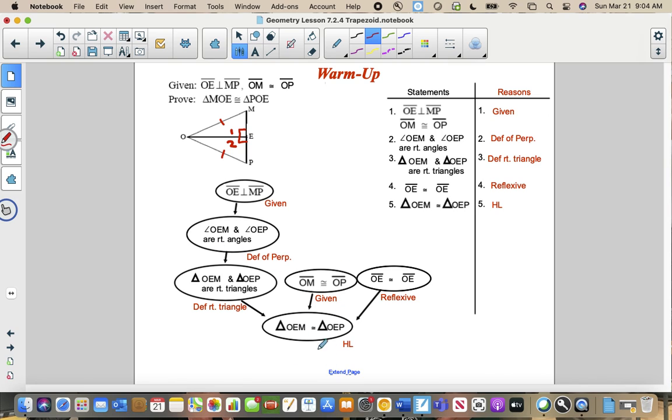And since I was going to use hypotenuse leg, then I can say those triangles are right triangles by definition. Right triangles I'm given. I have the reflexive property, which gives me this right here: OE is equal to itself. And therefore, the triangles are congruent by hypotenuse leg.